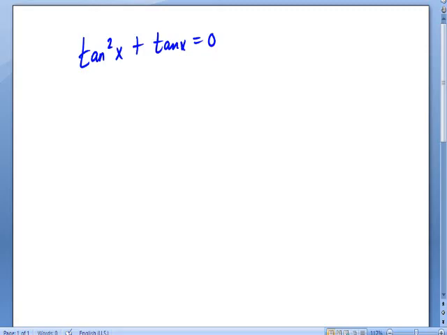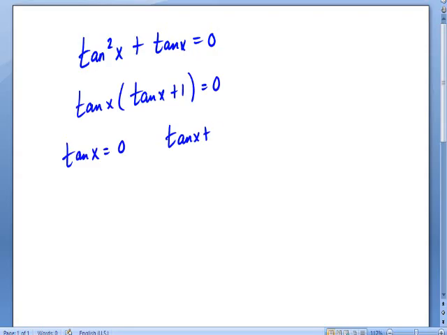Alright, an approach similar to the previous example, we want to try to factor from the left side, and I can take out a tangent of x from both terms. So now I'm looking to solve either the tangent of x equal to 0 or tangent of x plus 1 equal to 0, which then leads to the tangent of x equal to -1.